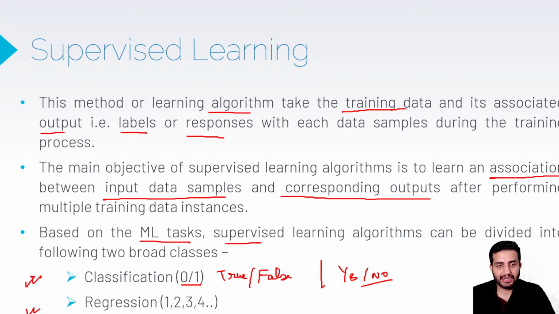Again, we will be going deeper into this, how classification algorithms work. But right now, what you have to keep in mind is that in supervised learning, where the output is more towards classes, it is called a classification problem.